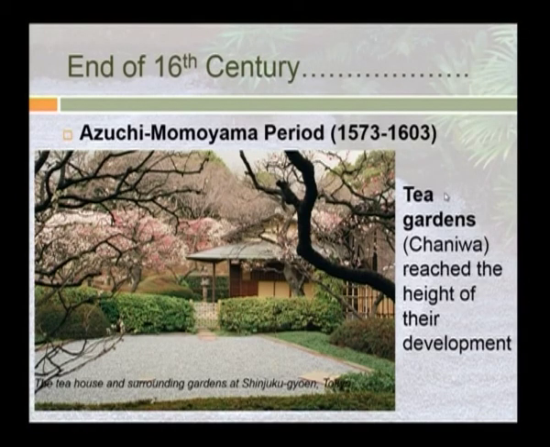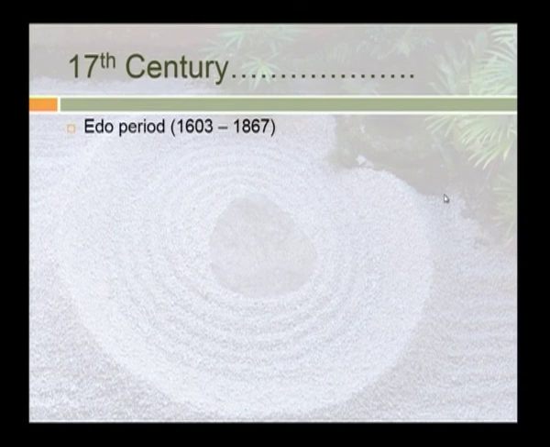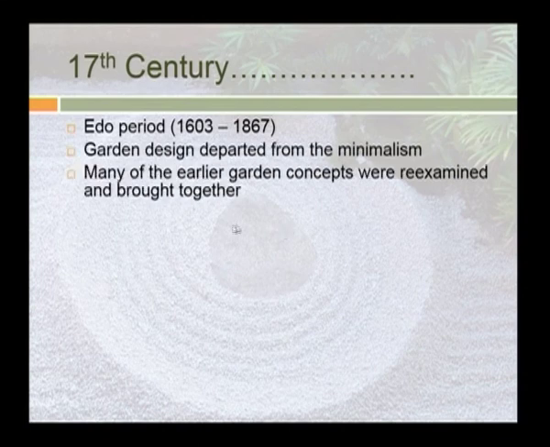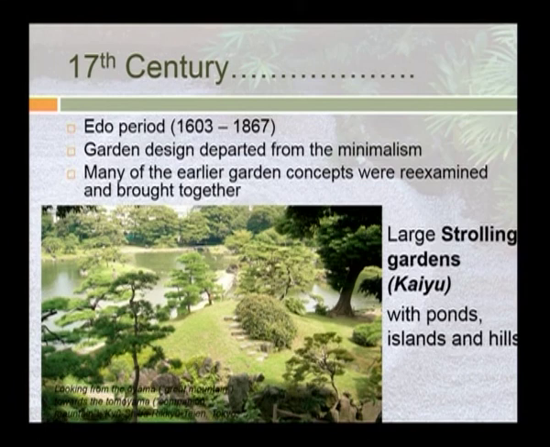As a result, tea gardens were developed, and tea gardens reached the height of their development during this time, that is towards the end of the 16th century. In the 17th century, during the Edo period, garden design departed from the minimalism. Many of the earlier garden concepts were re-examined and brought again into the garden. As a result, large strolling gardens with ponds, islands and hills were developed.